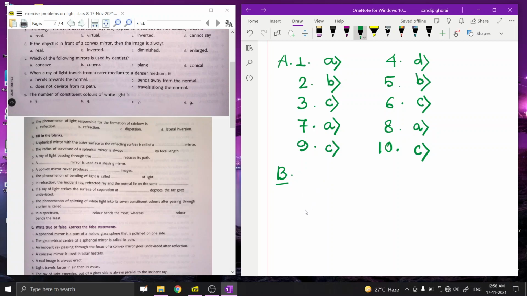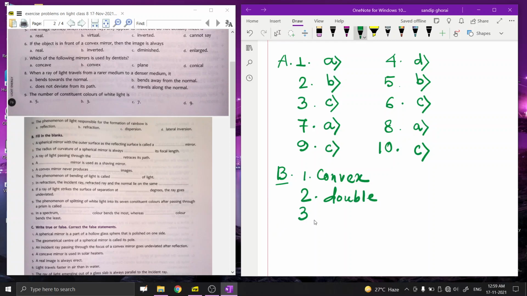At first, the question is: a spherical mirror with the outer surface as the reflecting surface is called? This is a convex mirror, so the answer is convex. Now we move to the next question: the radius of curvature of a spherical mirror is always dash its focal length. Always, the radius of curvature of a spherical mirror is double its focal length. So double is the correct answer.